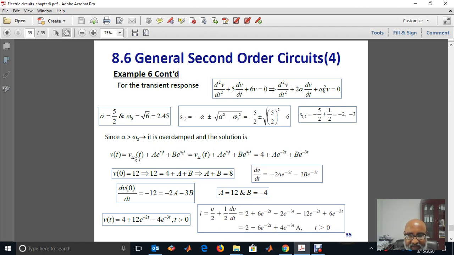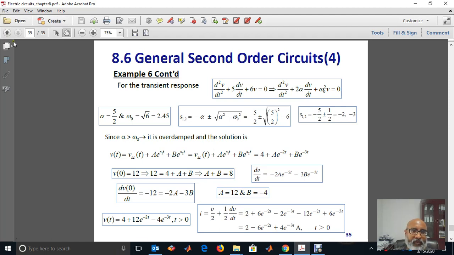And we have the steady state value, which is 4. By having the initial conditions V at 0 and the derivative of V at 0, we solve for A and B. Finally, we get V of t given by this. After we get the voltage V, we get the current I from this equation. So we solved both the voltage V for t greater than 0 and I for t greater than 0.